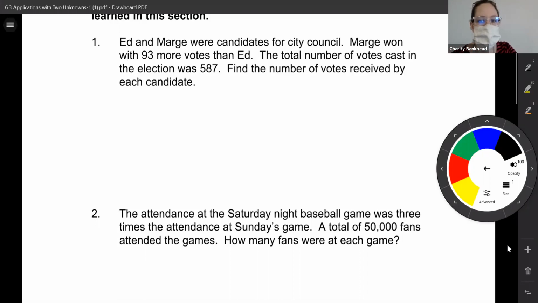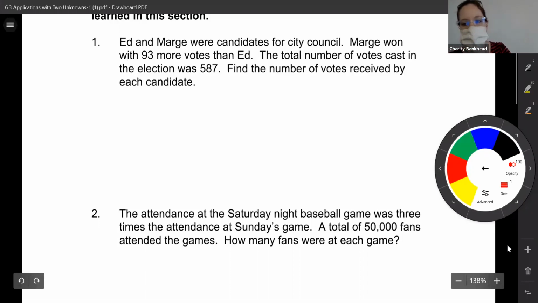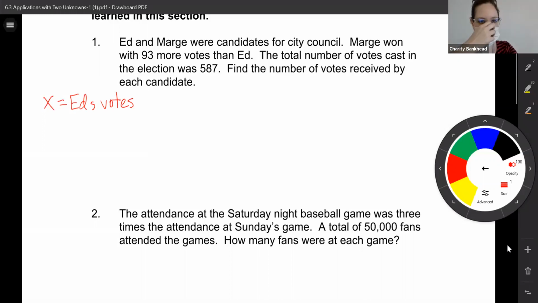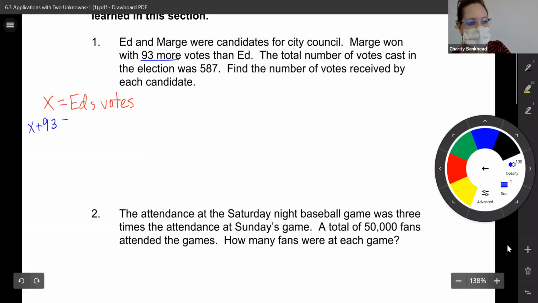Okay. All right, so let's define the variables. And let's say that X is the number of votes that Ed got. And let's see. Marge has 93 more votes than him. So we could say that X plus 93 equals the number of votes that Marge got.